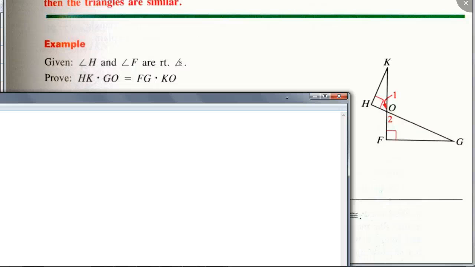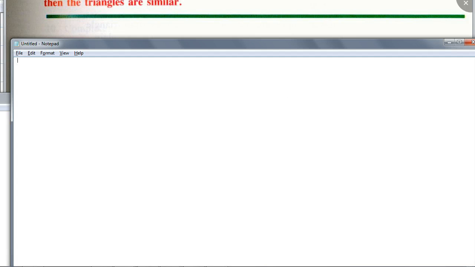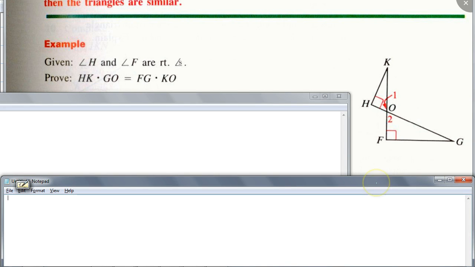So how can we do this? Yes? How come we always have to prove it with multiplication? Why do we have to write HK times GO? Right, so what does it mean? HK over FG equals GO over KO. Okay, so we're going to get there. Very good. But what does it mean when we have HK by itself like this? Well, let's just stop right there. We don't really understand what HK times GO means. What does it mean if you have HK by itself written this way?